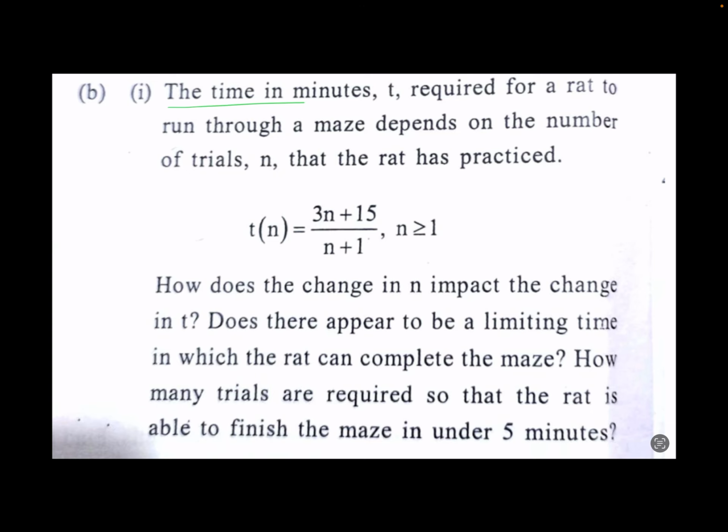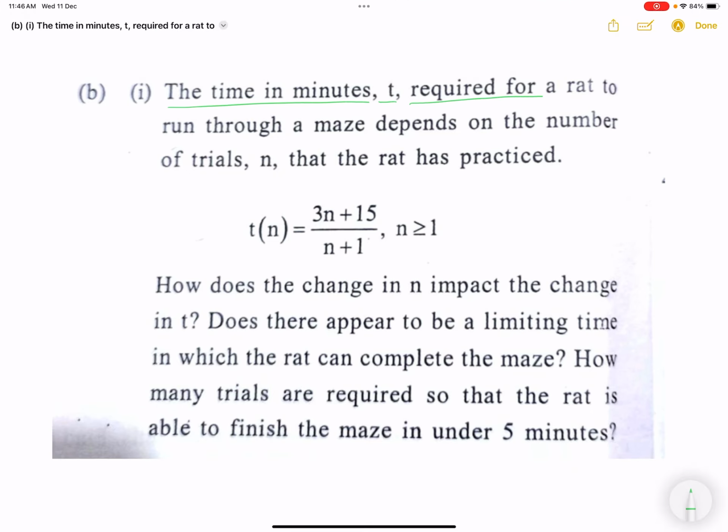The time in minutes t required for a rat to run through a maze depends on the number of trials. So time is a function of the number of trials that the rat has practiced. The function is given to us. How does the change in n impact the change in t? So we are supposed to find how t changes with respect to a change in n. Okay, I'll solve this.